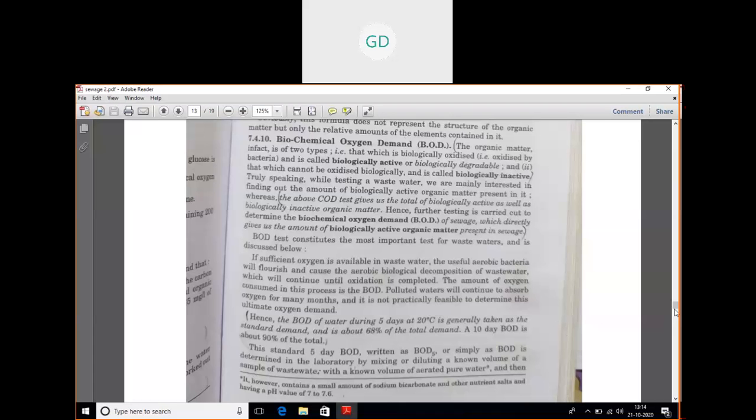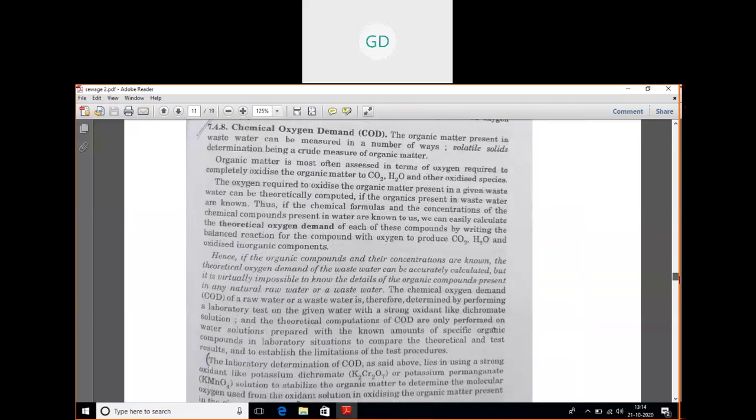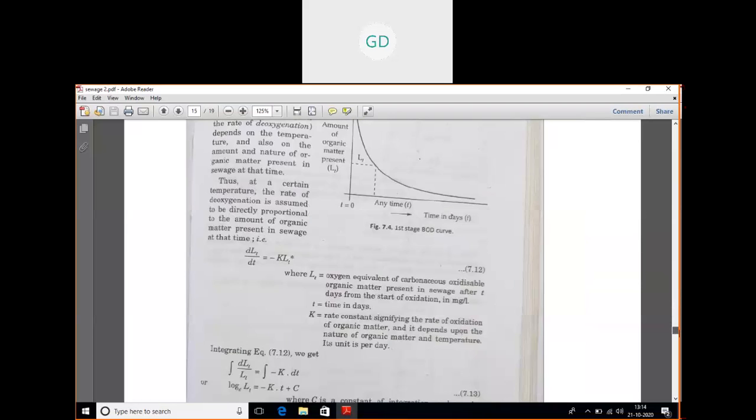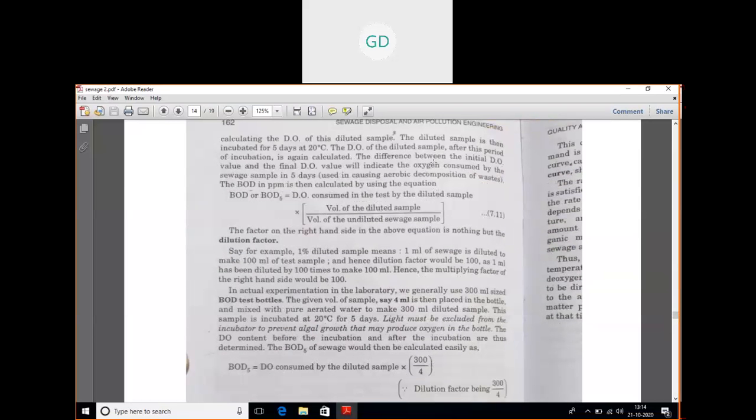So next is the BOD formula. You can see BOD, or BOD 5. Why is this 5? Because the standard is taken over 5 days. So it is BOD 5, or you can just write BOD, same thing. It is equal to the DO consumed in the test by the diluted sample.